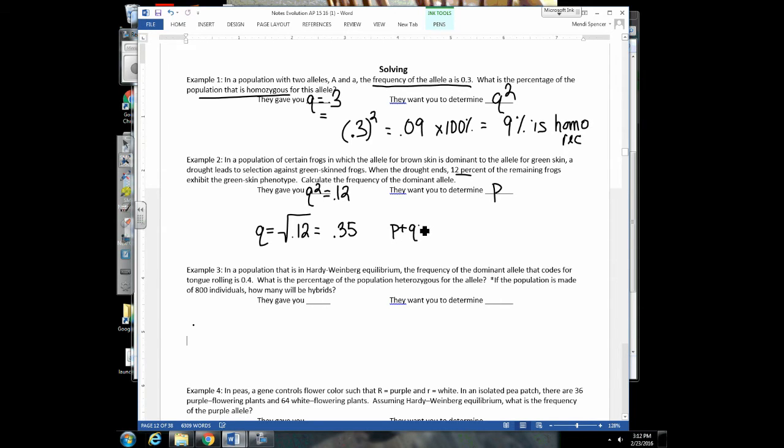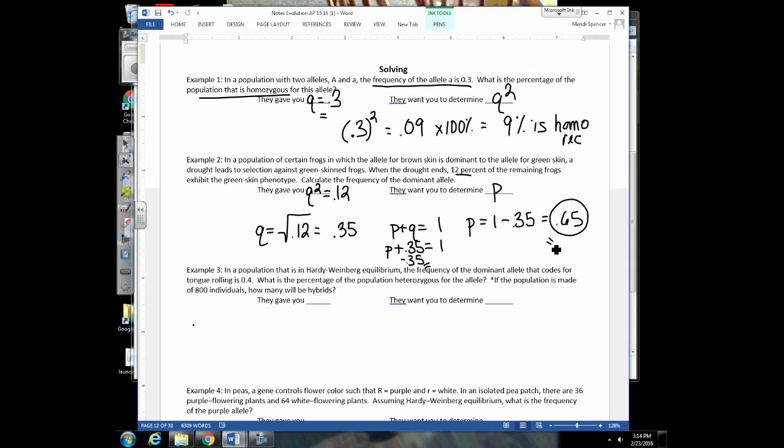Now let's go back to this equation, p plus q equals 1. So basically, we're going to solve for p. If p plus 0.35 equals 1, then to solve, we have to subtract 0.35 to solve for p. So p basically equals 1 minus 0.35, and that gives us 0.65. So 0.65 is your answer. But let's just take a second to think about this. If we have the frequency of the recessive allele at this, then the rest of the alleles have to be the dominant alleles. So if we just simply take 1 minus 0.35, then it's going to tell us the frequency of the dominant alleles.